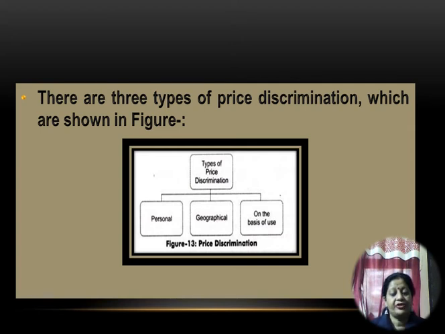Now, types of price discrimination. On what basis can the monopolist charge different prices from different customers? There are three types of price discrimination: personal, geographical, and on the basis of use. On these three bases, the monopolist can follow the concept of price discrimination.